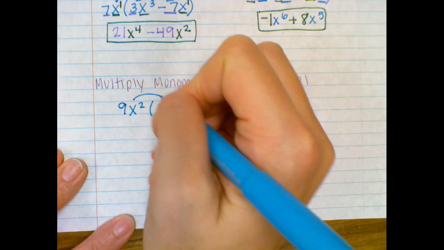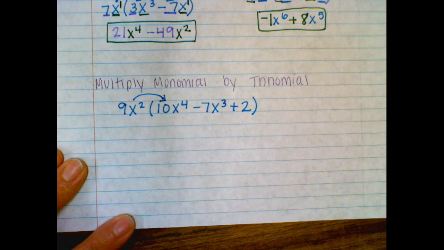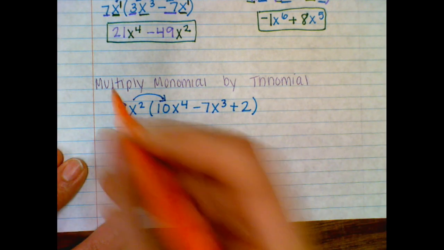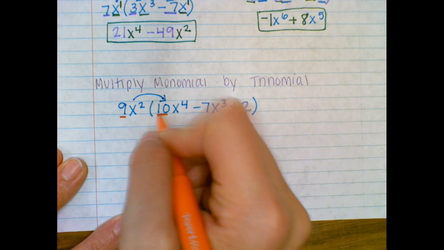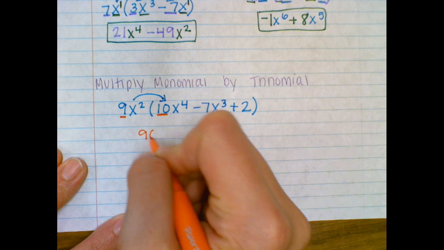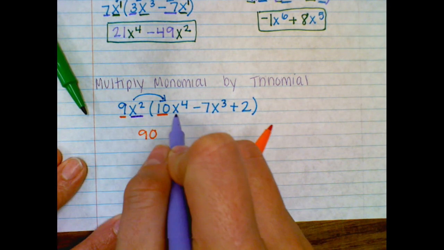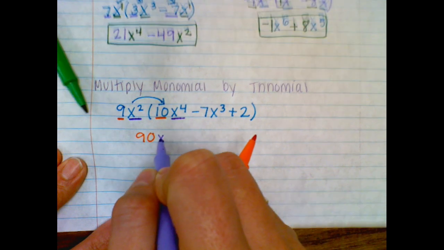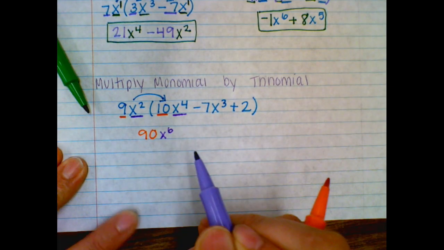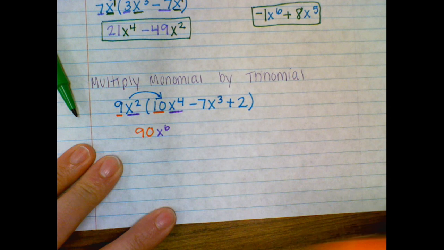So first we'll distribute to the first term. So first term to first term. So we have a 9 and a 10. So 9 times 10 is 90. Then we have an x squared times an x to the fourth, which gives us an x to the sixth. Okay, now I'll go back.